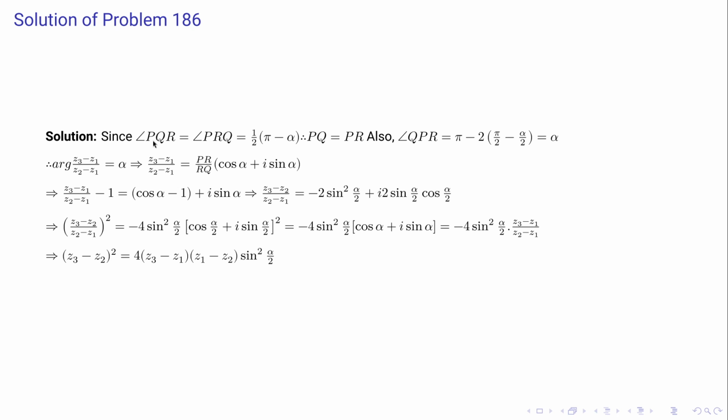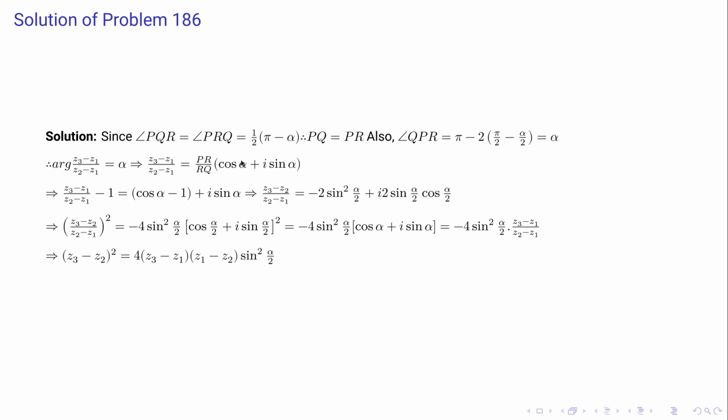So we are given that two angles are equal, that is PQR and PRQ are equal, which is equal to (pi minus alpha) by 2. Therefore, two sides will also be equal. The side opposite to PRQ will be PQ, and the side opposite to PQR will be PR. So the third angle can be found because two angles are known, that will be pi minus 2 into (pi by 2 minus alpha by 2), which will be equal to alpha.